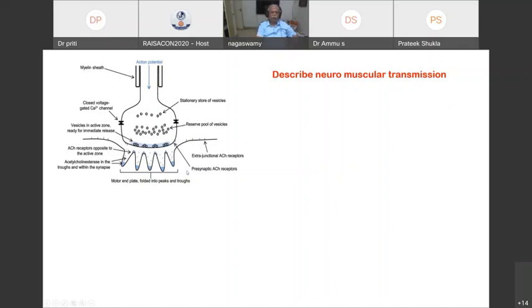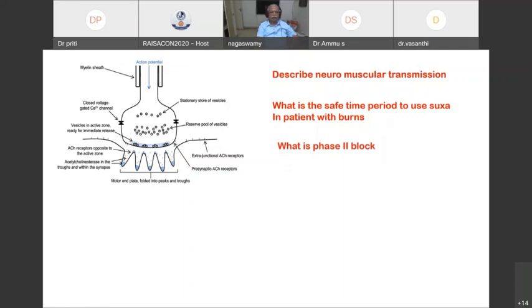The common thing that you want to do. What is the safe time period to use succinylcholine in patients with burns? Up to 72 hours. 24 to 48 hours, and then after healing, some would say 6 months, some would say 9 months, varying answers. It is a phase 2 block, with which much neuromuscular block you will probably get a phase 2 block.